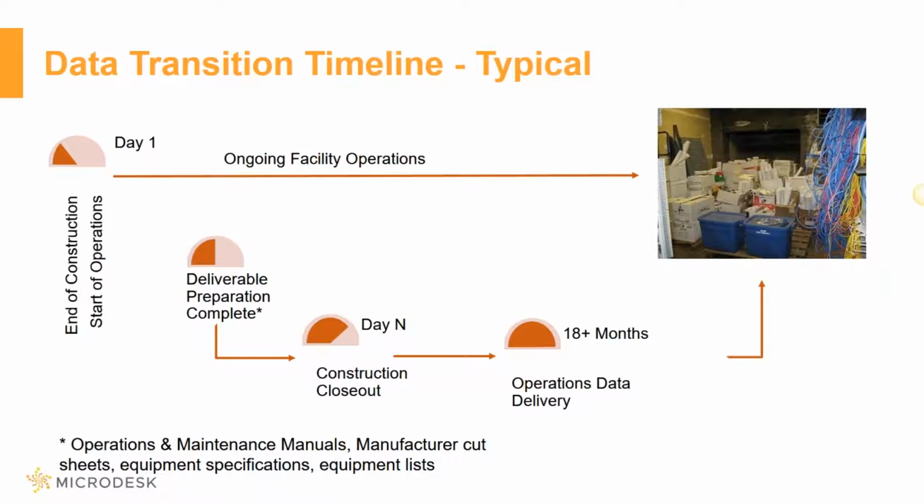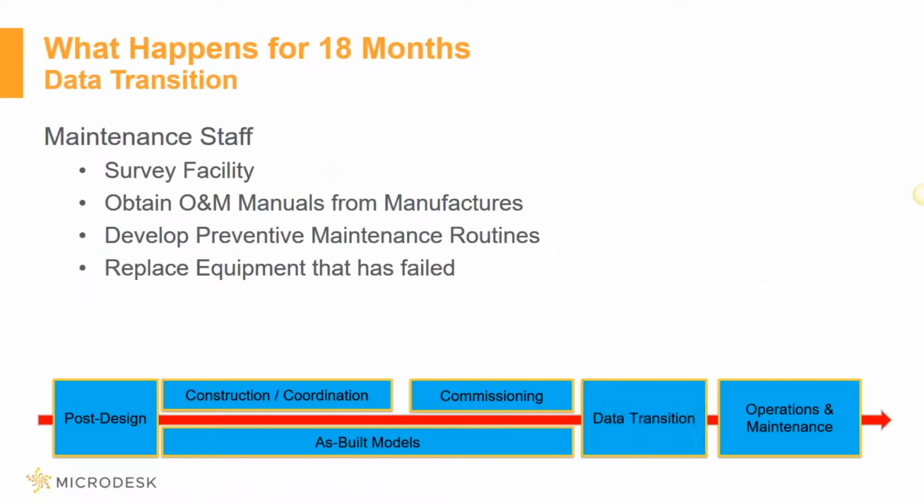But what's happening during that 18 months of that data transition period? So the maintenance staff is going to go out. They're going to survey the facility. They're going to obtain the operations and maintenance manuals from the manufacturers on their own. So they can go and look at the equipment. They can see what make, model, serial number is on the equipment, and then go to the website, download the O&M manual. They're going to develop their preventive maintenance routines.